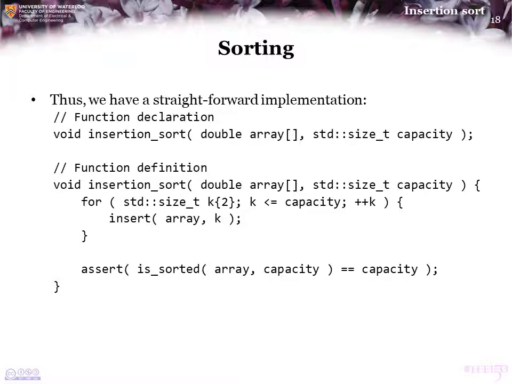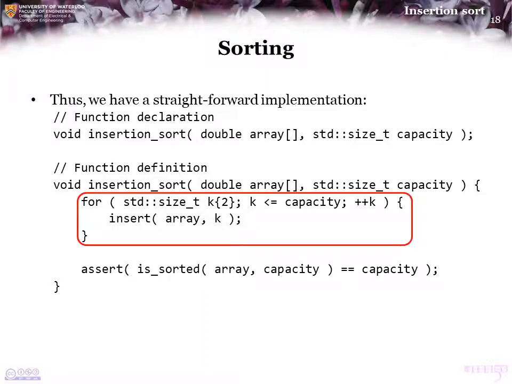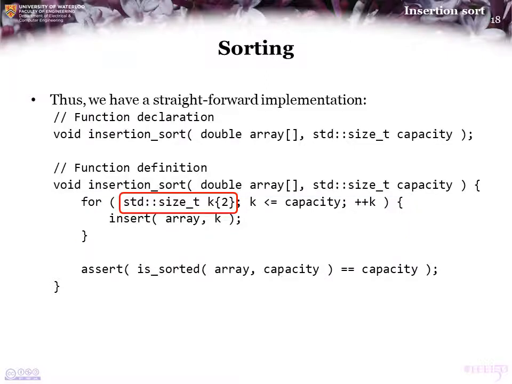Thus, here's a very simple implementation of the insertion sort algorithm. All we have here is a for loop. And in this for loop, the loop variable k is initialized with the value 2, and it keeps iterating as long as k is less than or equal to the capacity. So if the capacity was 10, this would then execute insert array 2, then insert array 3, then insert array 4, all the way up until insert array 10.